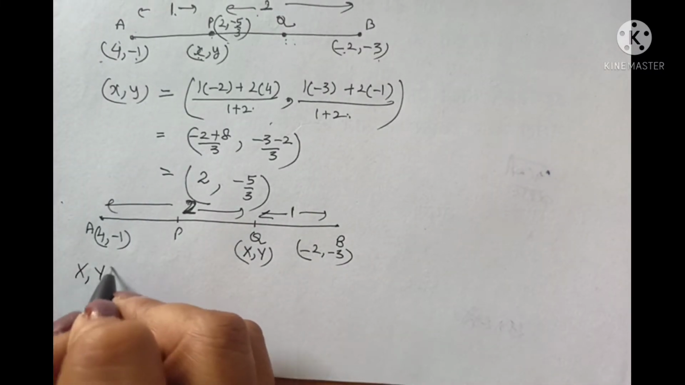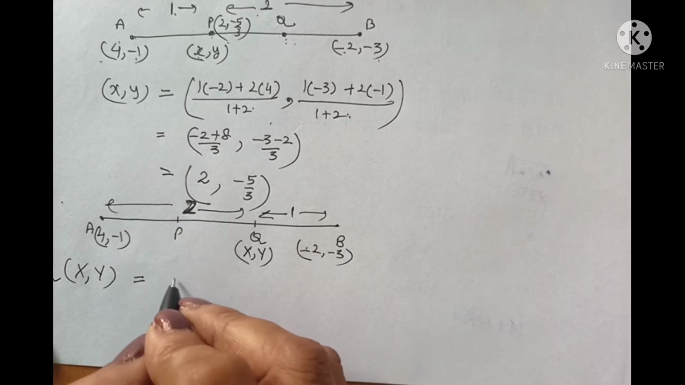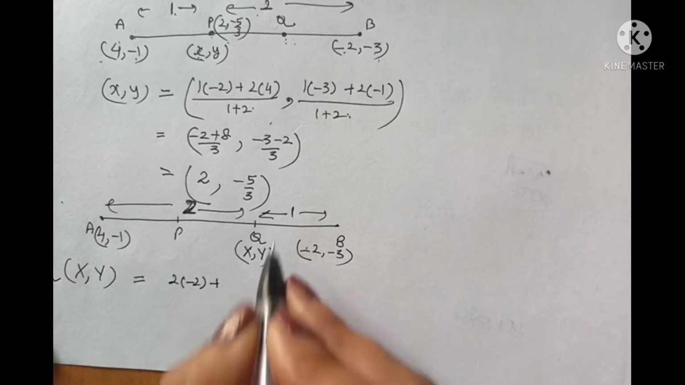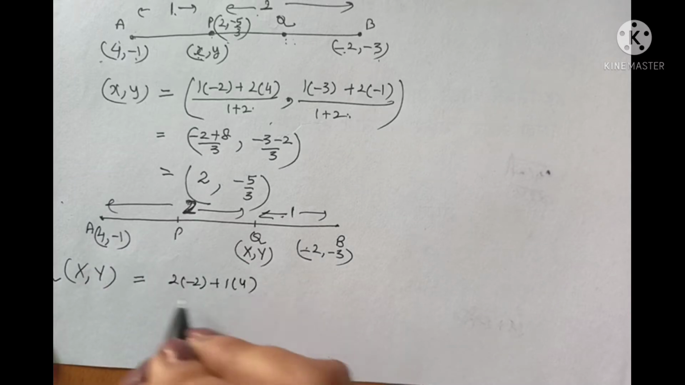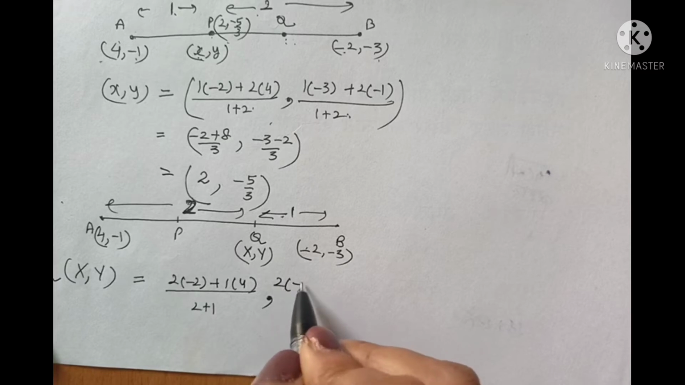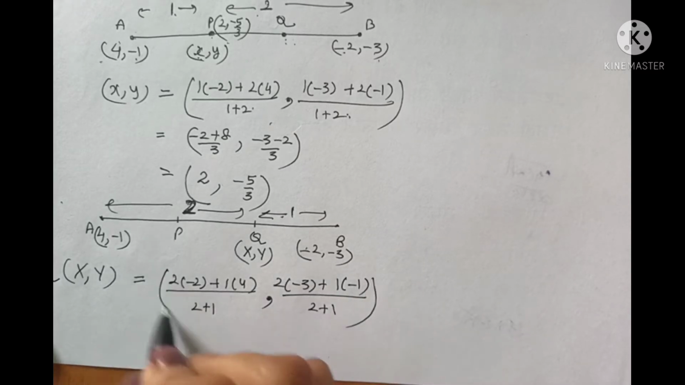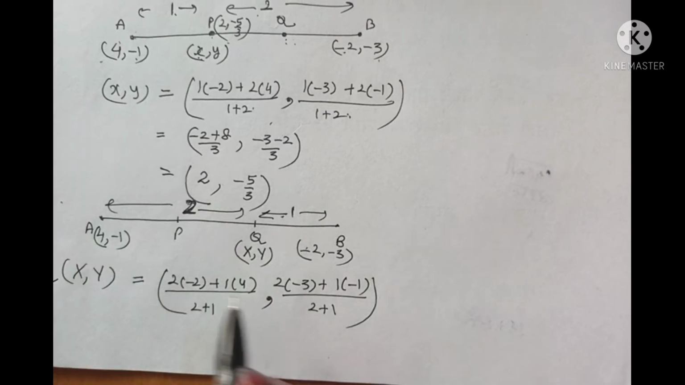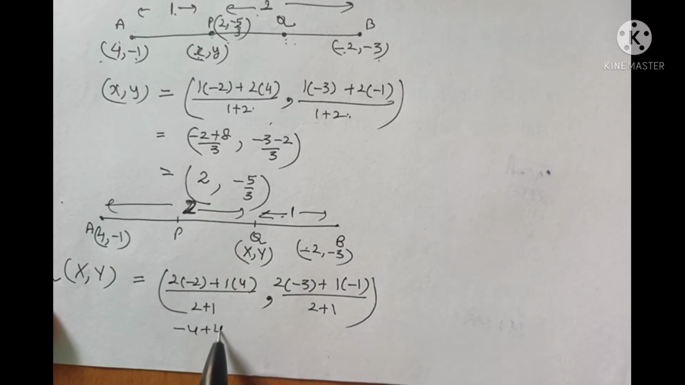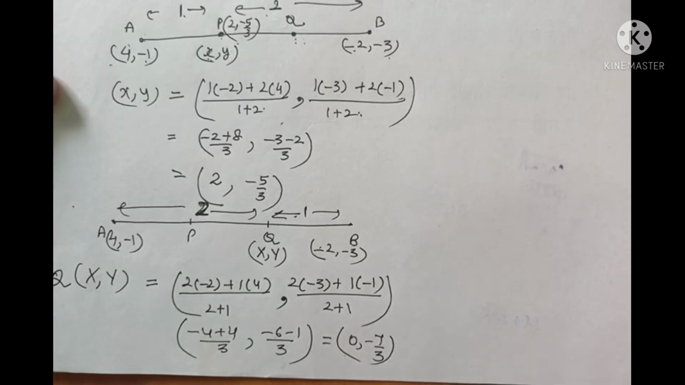Again, let us find out X comma Y, that is Q is equal to (2 into minus 2 plus 1 into 4) divided by (2 plus 1), comma (2 into minus 3 plus 1 into minus 1) divided by (2 plus 1). So this gives me (minus 4 plus 4) upon 3, comma (minus 6 minus 1) upon 3, and my answer comes out to be 0, comma minus 7 upon 3.